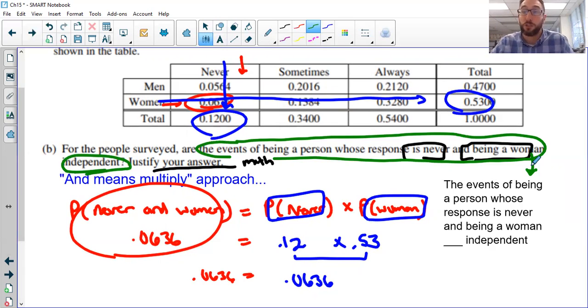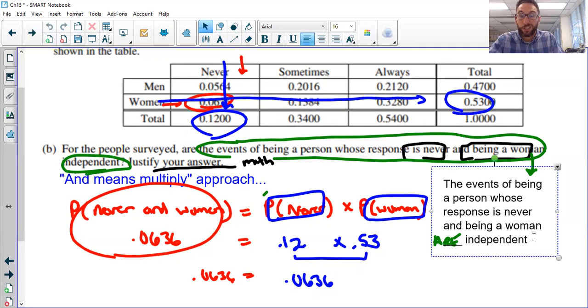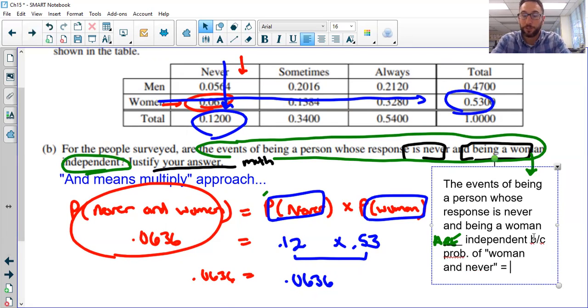The other thing is sometimes students don't directly answer the question. By pulling out this wording, I'm using good context, but also directly answering the question, saying these events either are or are not independent. And in this case, these events are independent. And our reason is pretty much what we've shown in math, because the probability of woman and never equals the probability of woman times the probability of never.